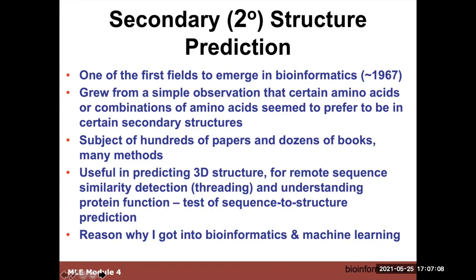But it's, I think, a nice example because it's an application of machine learning to do something that was intrinsically very hard to do. Understanding secondary structure helps us understand three-dimensional structures. It helps with things like threading and remote sequence similarity detection. People also are using it to understand protein function.